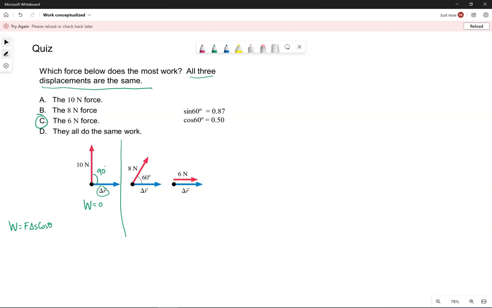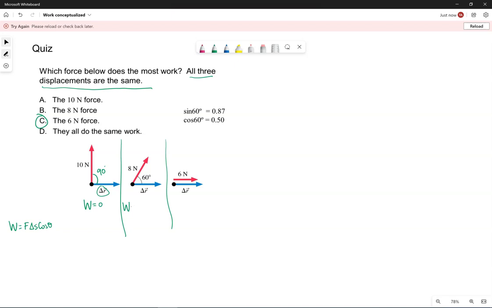So in the case of the 10 Newton force, the angle's 90 degrees between those two vectors, which means we get a cosine of 90, which is 0. So no work at all done by the 10 Newton force.